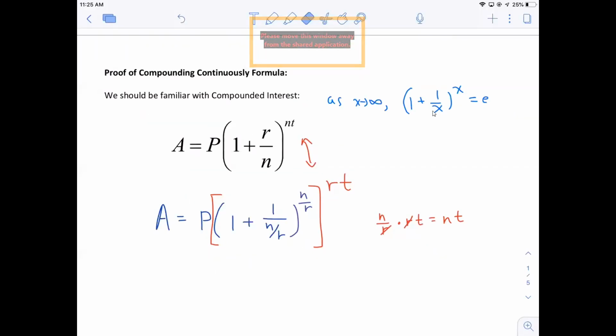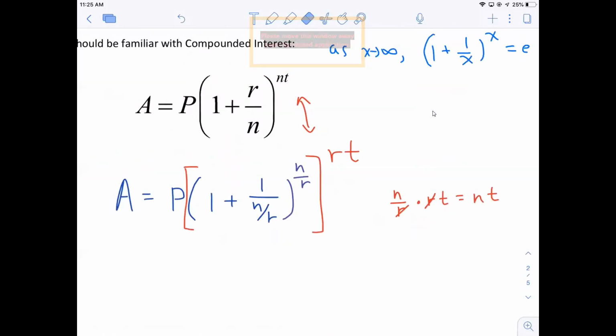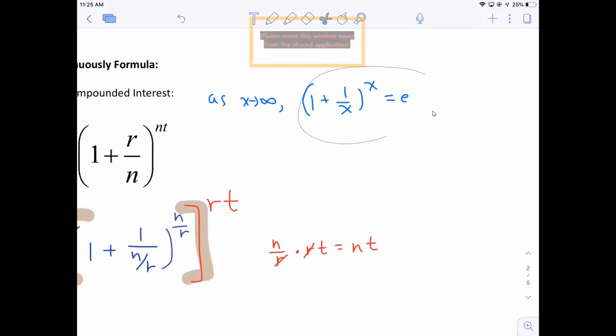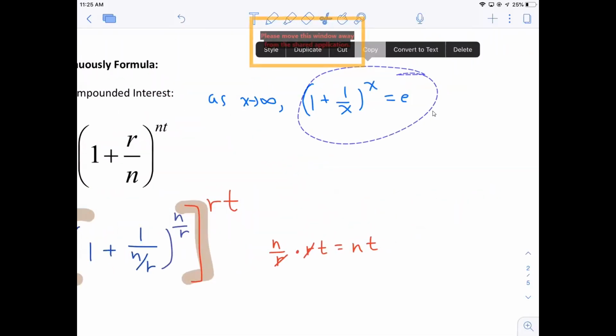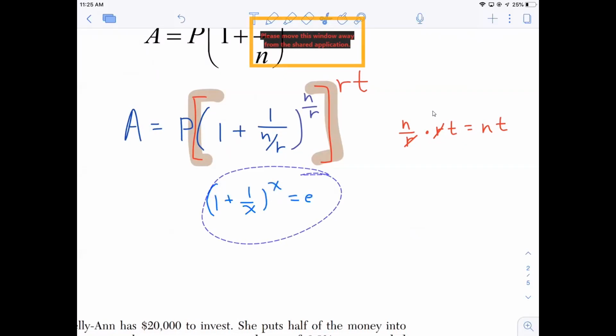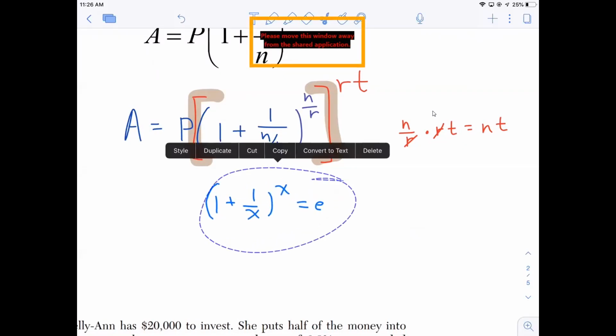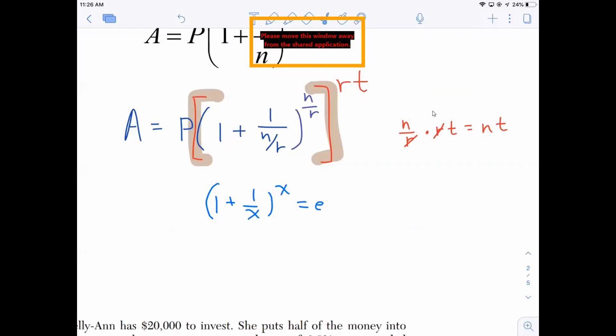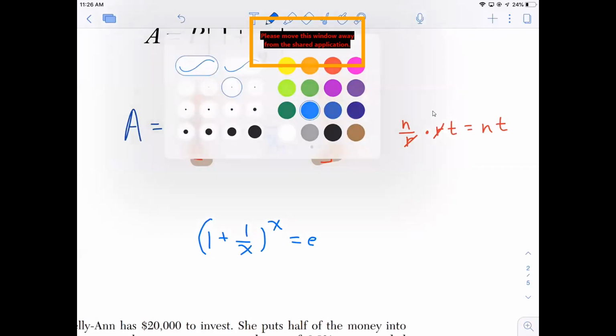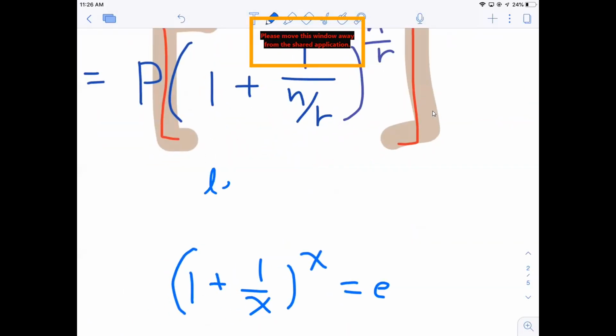All right, cool. So hopefully you're noticing something inside these brackets. Inside those brackets, it looks like this. Copy, paste. Isn't that of the form 1 plus 1 over x to the x power? It's just instead of x, I have n over r. So I'm going to do a substitution here. I'm going to say, let n over r equal x.